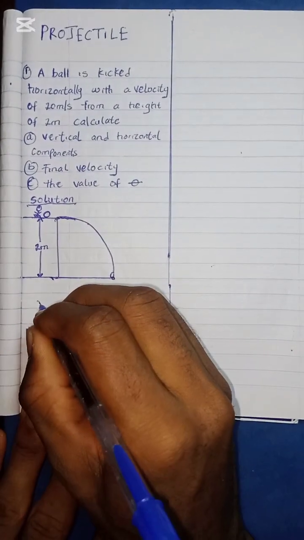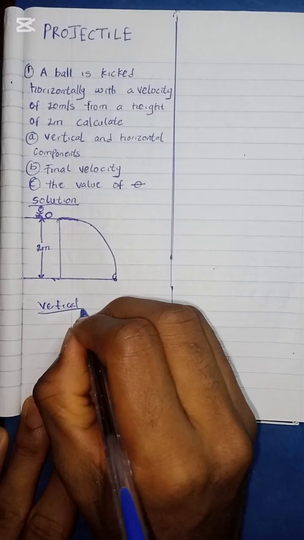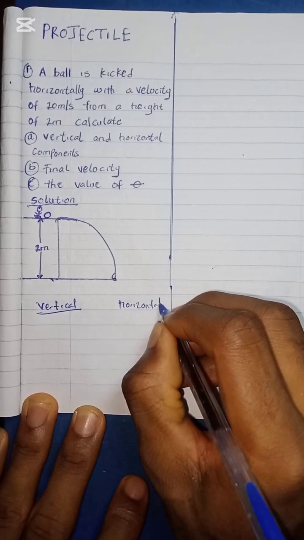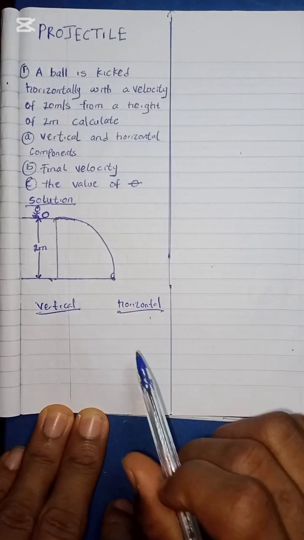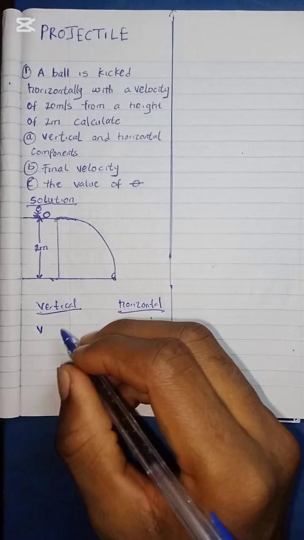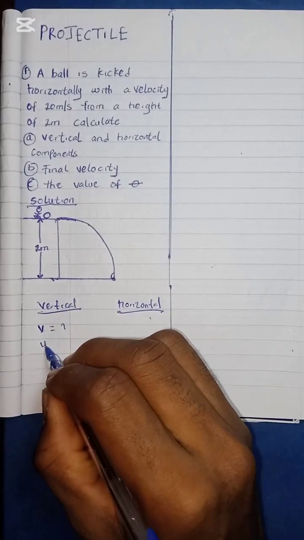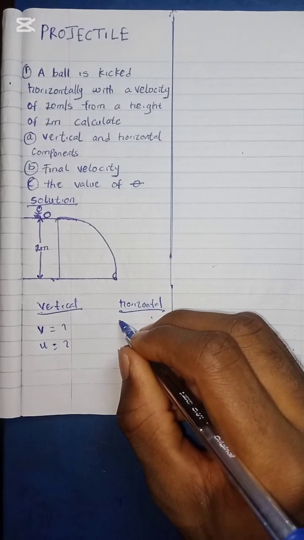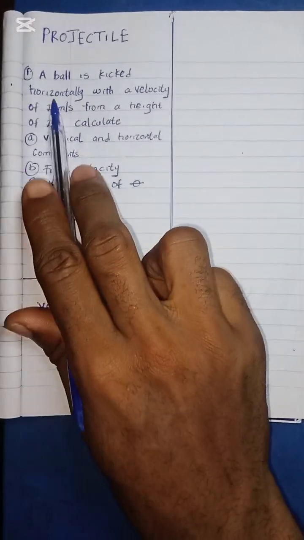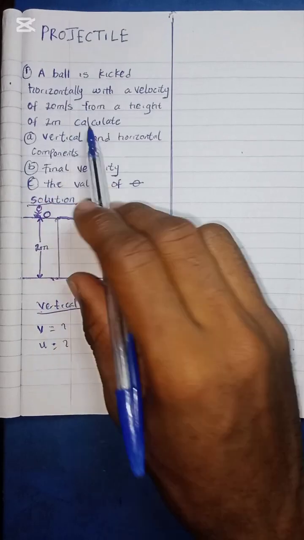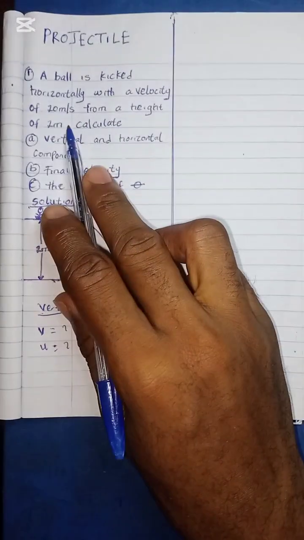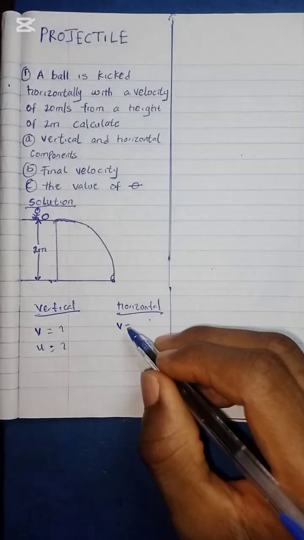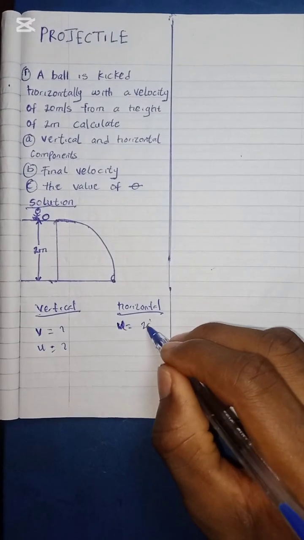So what you want to do now is find the value for the vertical and the horizontal. You want to bring out your parameters for the vertical and the horizontal components. We know that our velocity for the vertical was not given, and our initial velocity for the vertical was not given also. But our velocity for the horizontal, they said a ball is kicked horizontally with a velocity of 20 meters per second. You know this is the initial velocity because it was kicked. So we have u is 20 meters per second.